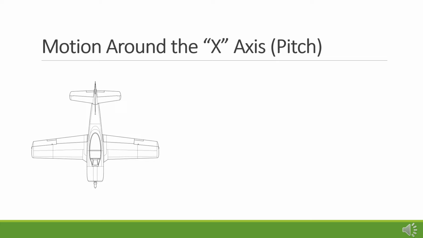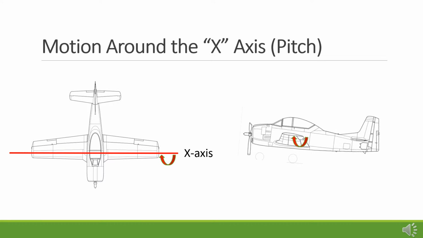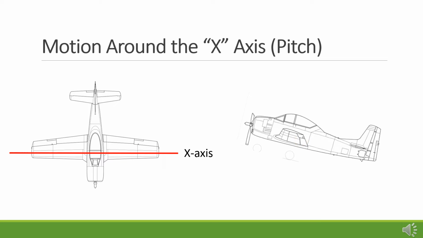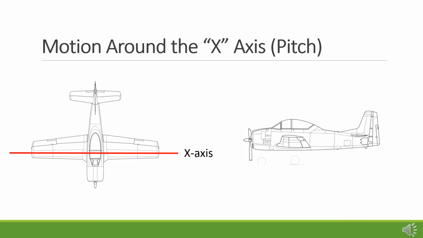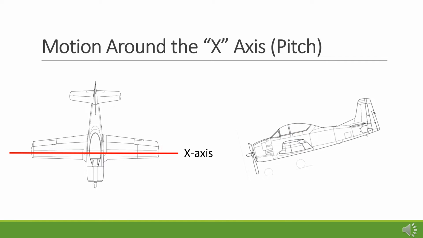Motion around the x-axis is referred to as pitch. Changes in the controls that manage pitch would cause the aircraft to nose up or climb. A different change to these same controls would cause the aircraft to nose down or descend.